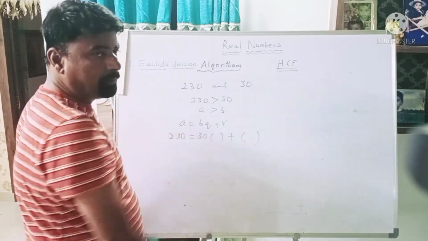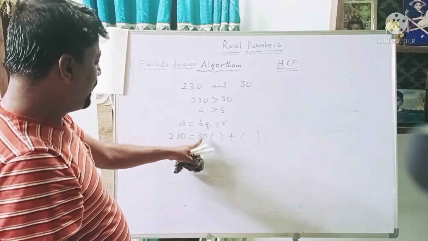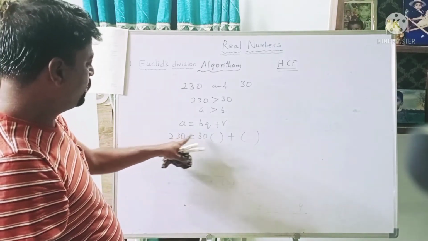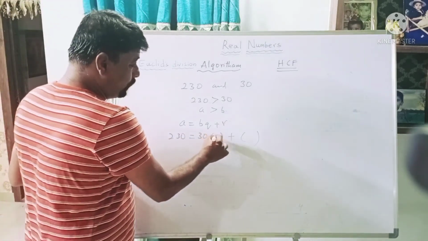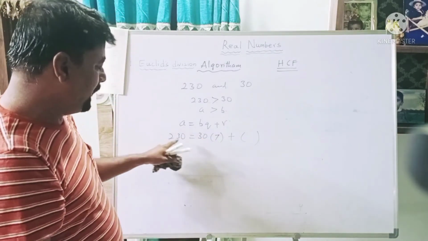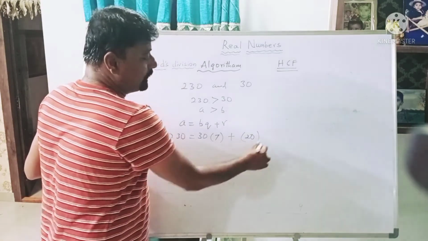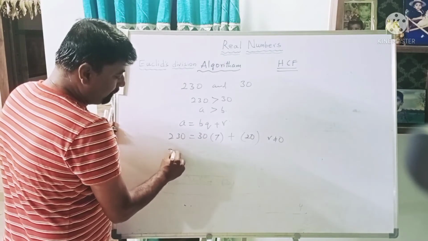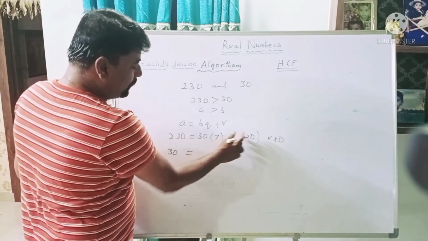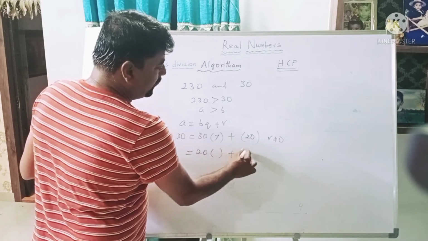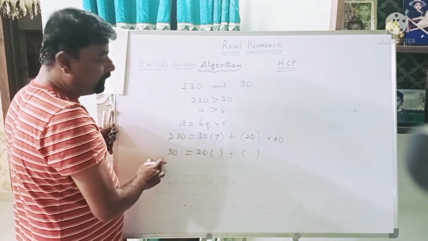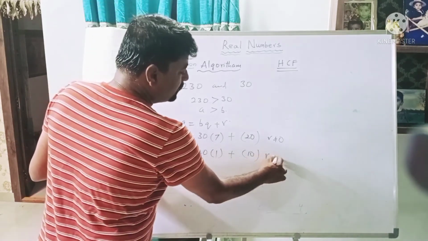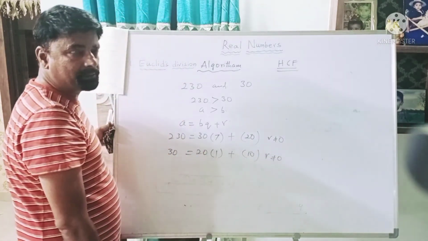So how many times it will go beta? 30 5s are 150, 30 6s are 180, 30 7s are 210. 30 7s are 210, the remainder is 20 here. So here R is not equal to 0. Next step, you take 30 as the A value and this 20 as the B value. 20 into something plus something beta. How many times it will go? 20 ones are 20, so 10 is the remainder. Here also R is not equal to 0, I mean remainder is not equal to 0.